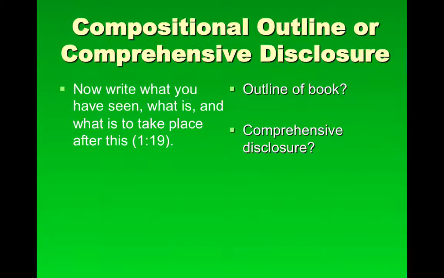Many people have read this verse as though it is an outline of the book of Revelation. What you have seen is what John has seen up to and maybe including chapter 1, verse 19. What is, is John's message, or the messages to the 7 churches. And what is to take place after this is most of the revelatory section beginning in chapter 4, verse 1. So there is this possibility that John is here talking about the outline of the book.